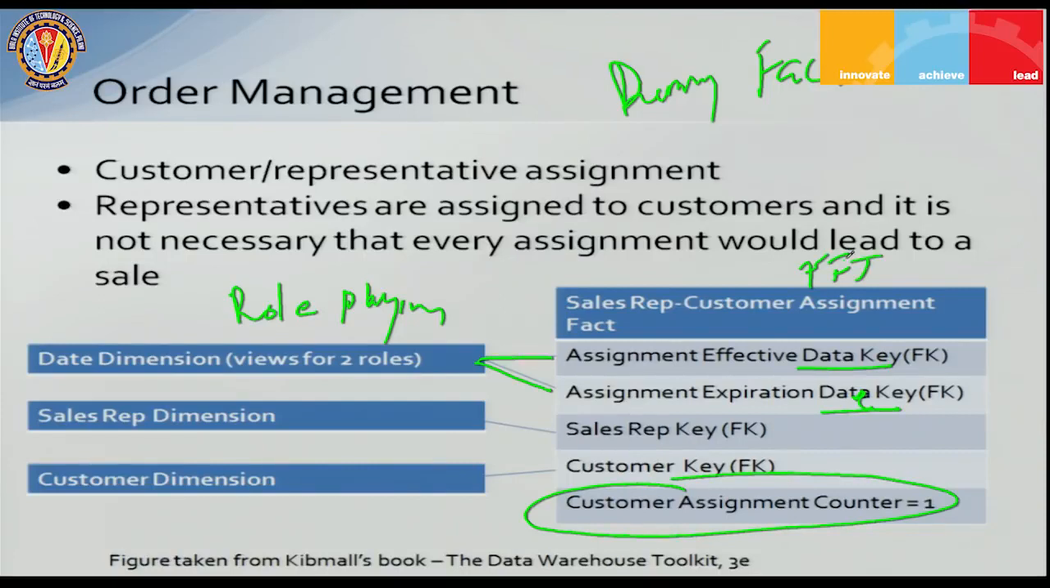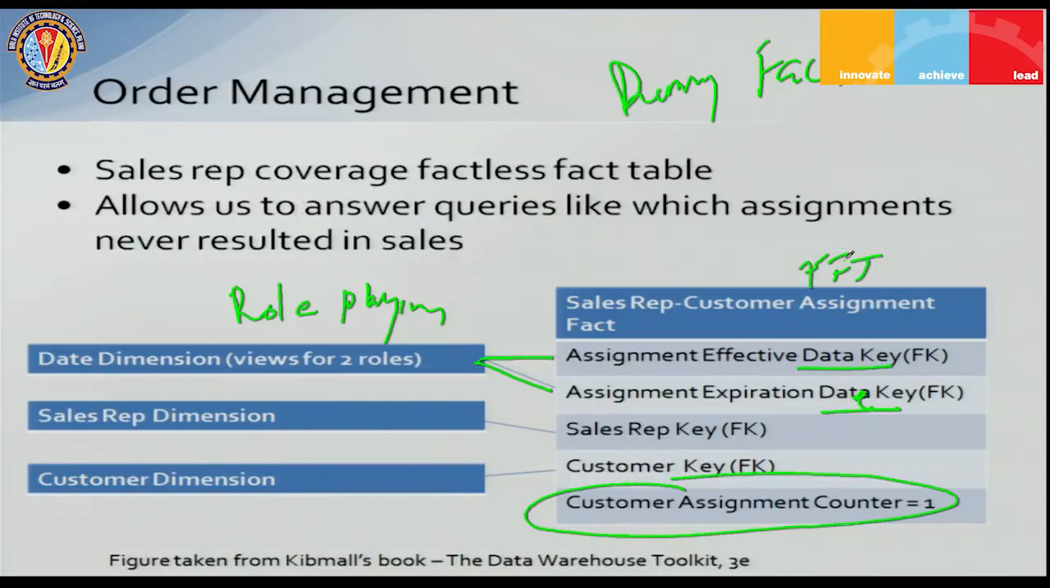If I talk about what did not happen, it will not make sense for each sales representative or for each customer to try to record which representatives are not assigned to that customer, and vice versa also, right? So this is about order management. The sales rep coverage factless fact table allows us to answer queries like which assignments never resulted in sales, right? So you understand this.